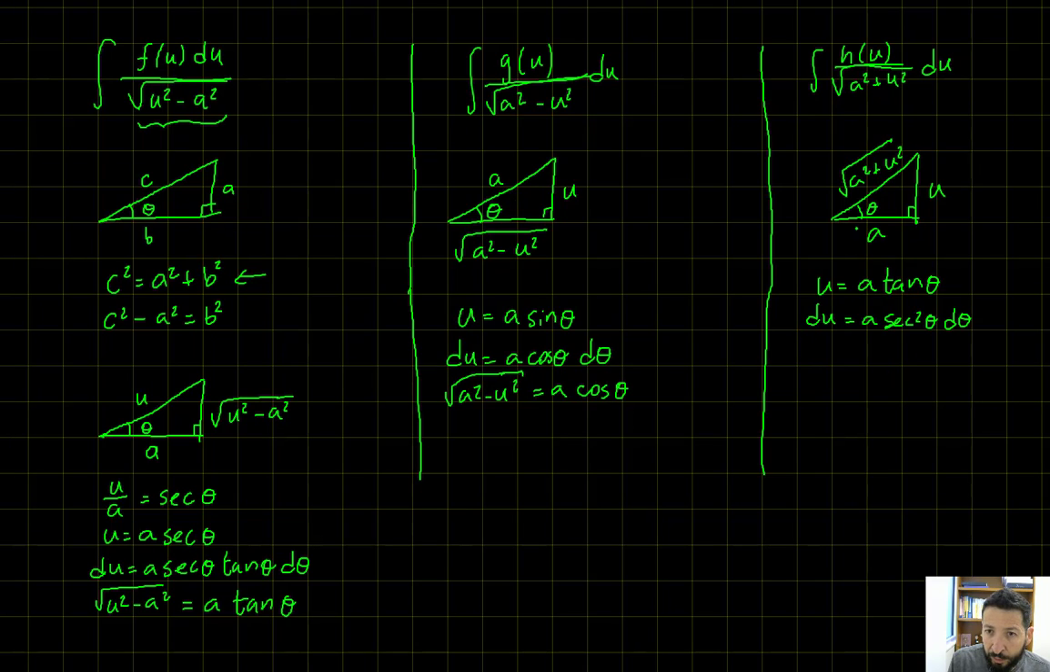And then here you get the square root of a squared plus u squared divided by a. That's going to be, again, hypotenuse over adjacent, that's secant. So when you write the square root and multiply times a on both sides, you get a times secant of theta. That's just the reciprocal of your cosine. So these are the generic substitutions we're going to be working with. So now let's move on to some examples.